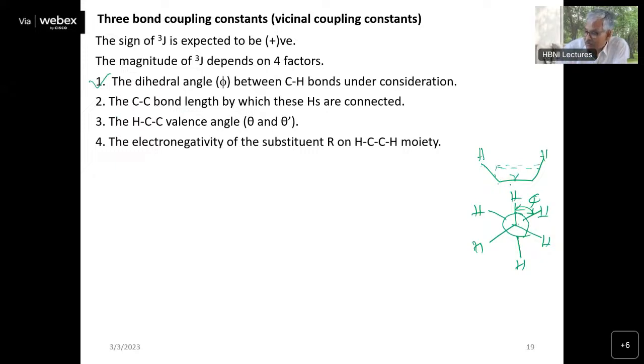Then the carbon-carbon bond length: if the length is more, that will affect the coupling, and I will show how this affects. And the valence angle, the angle between this bond and this bond, is called theta, or we can call this side theta dash. These are called the valence angles. And the electronegativity of the substituent, let us say you have a fluorine here or a lithium here, on the HCCH moiety.